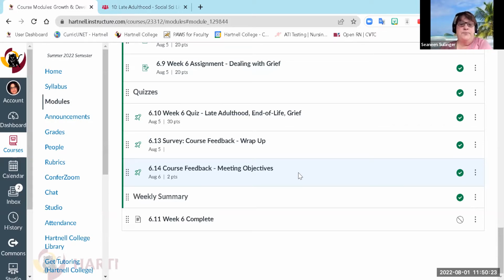And so this one just goes through each of the course objectives. There's 16 of them. And do you feel that by the end of the course now that you are able to meet that objective? And this one is not anonymous because it doesn't really ask for comments. It's just, do you agree, strongly agree, disagree, strongly disagree? But for completing it, you do earn 2 above and beyond points.